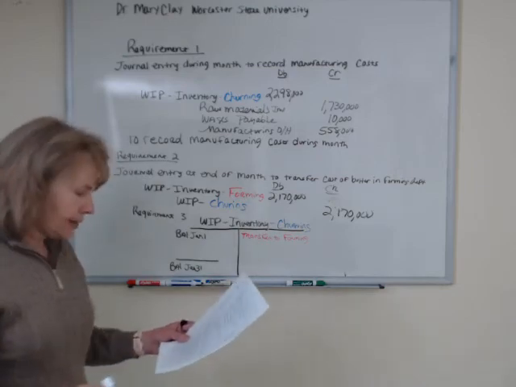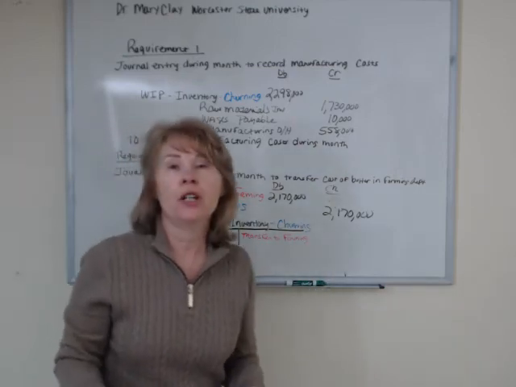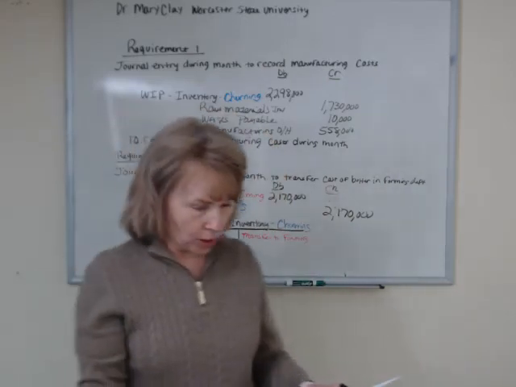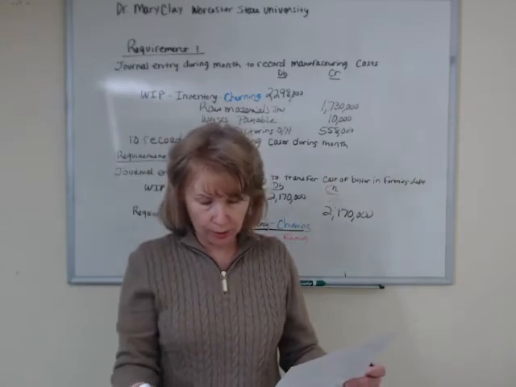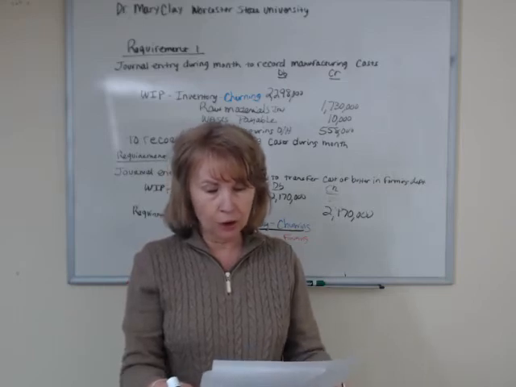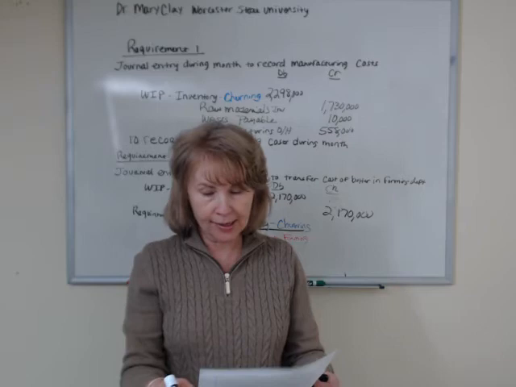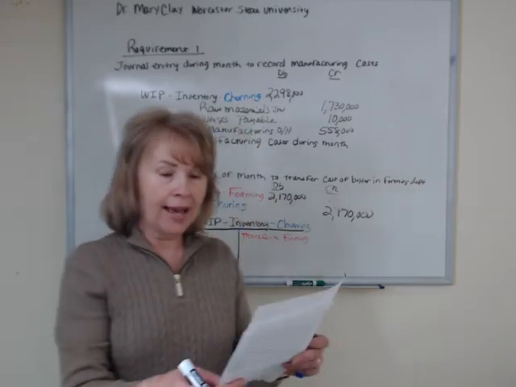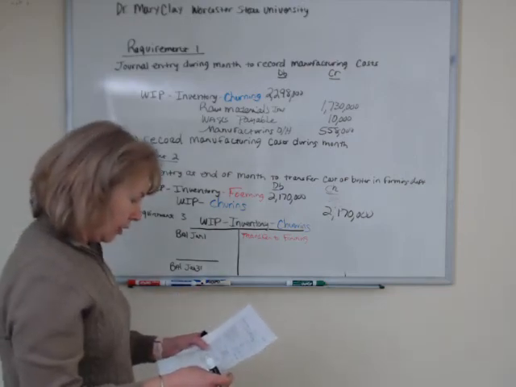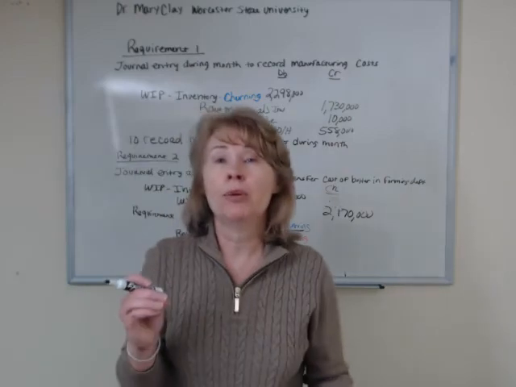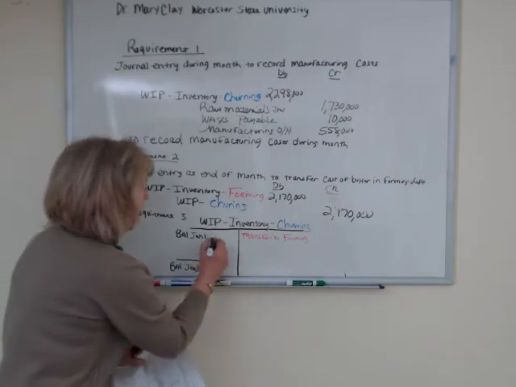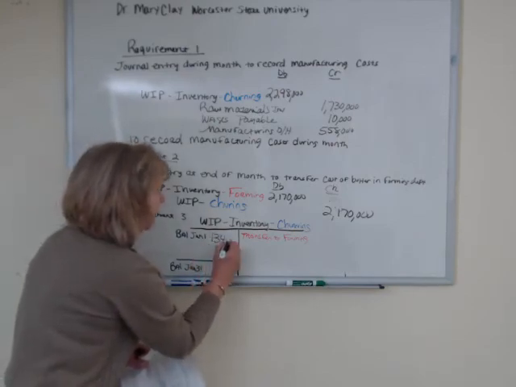The next thing it's going to ask us to do is to figure out the final balance in work in process. Here's where you'll get those numbers. Go to the very beginning of your schedule, where it says costs added during January. Beginning work in process on January 1st is what we're looking for. Beginning work in process is $134,000, right from the schedule.